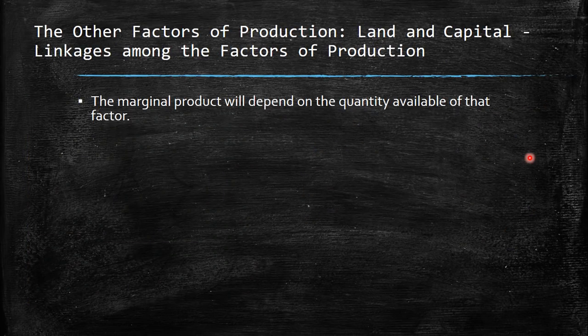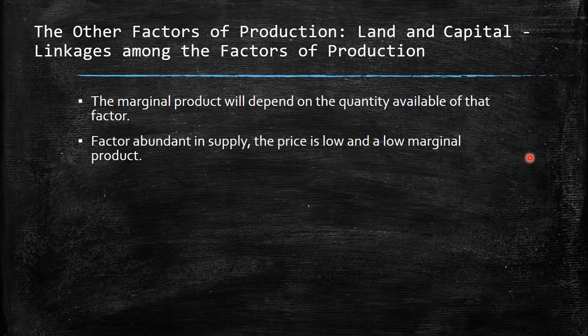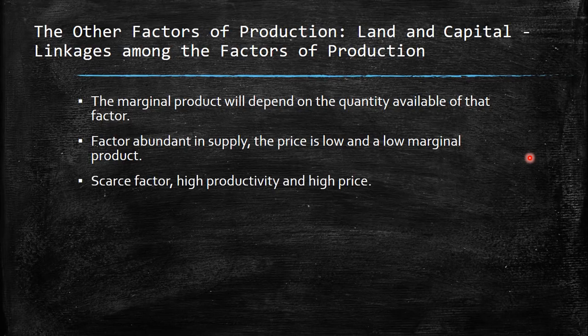Then the marginal product will depend on the quantity available of that factor. Naturally, when a factor is abundant in supply, the price is low, and so is the marginal product. This is completely natural, as with any good. When we have abundant supply, the price is low, but when a factor is scarce, it has high productivity and a high price.